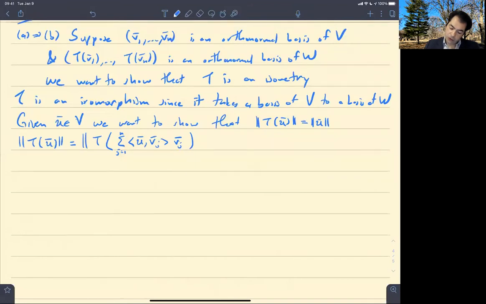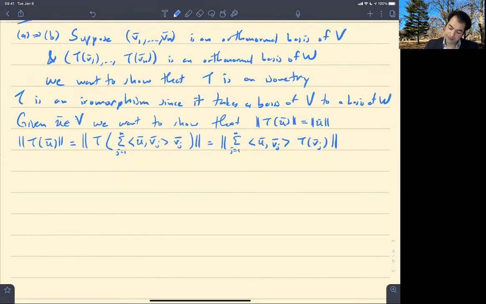Next, I'm going to use that T is a linear map to write this as the size of the sum, j goes from 1 to n. I'm going to pull out the coefficients, these inner products of U with Vj, and then I'm just going to have T of Vj.